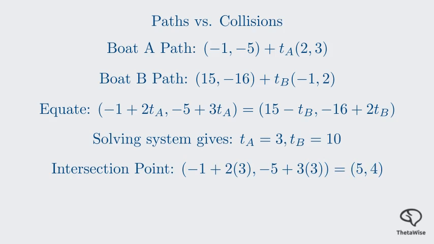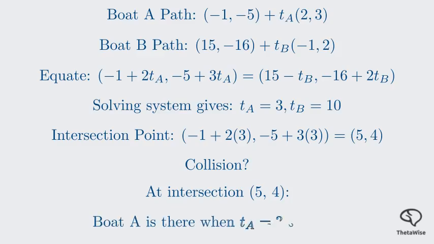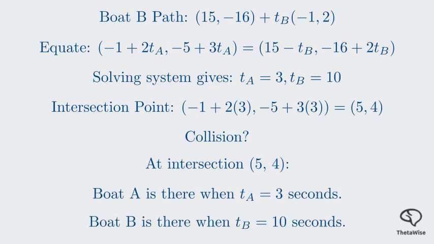But did the boats collide? The intersection point is reached by boat A at time tA = 3 seconds, and by boat B at time tB = 10 seconds. Since these times are different, the boats arrive at the intersection point at different moments. Therefore, they do not collide.